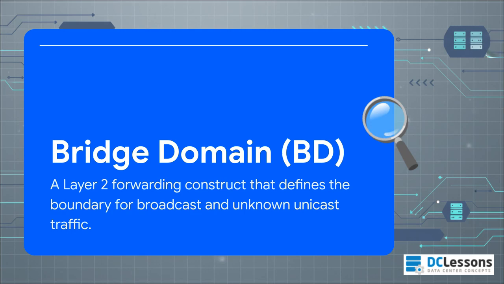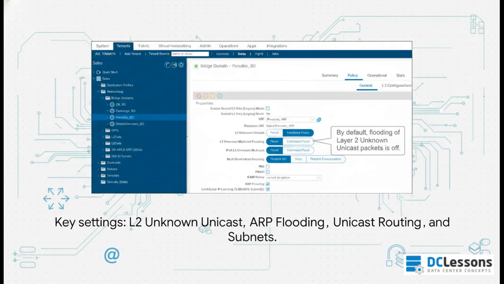Now, if you look here at the ACI interface, you can see the main policy settings that really shape the bridge domain's behavior. We're going to zero in on four of the most critical choices: how we handle that L2 unknown unicast traffic, whether or not we flood ARP requests, if we turn on unicast routing to make the fabric a default gateway, and of course, how we define our subnets.